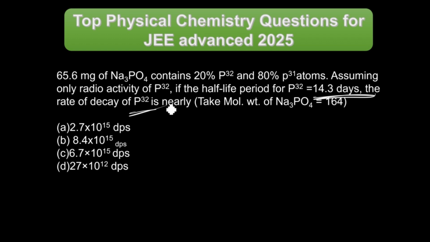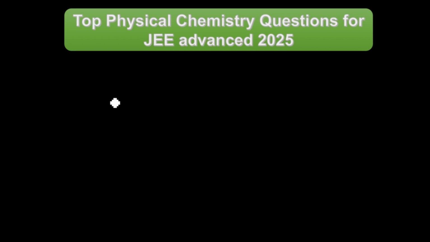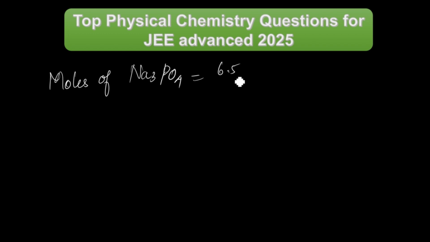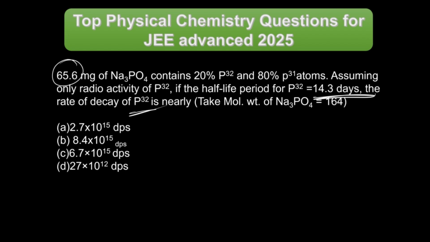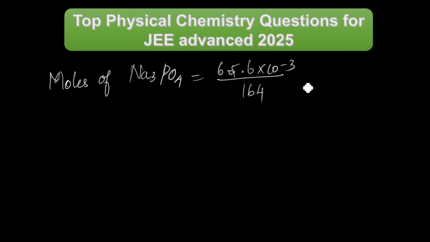Okay, this question combines mole concept and chemical kinetics. We are taking only phosphorus 32, but that amount is not given. We have to take it from sodium phosphate. So 65.6 milligram of sodium phosphate is given. How can we find the moles of sodium phosphate? That is 65.6 into 10 to the power minus 3, because milligram is given and I want it in grams, divided by the molecular mass of sodium phosphate, 164.